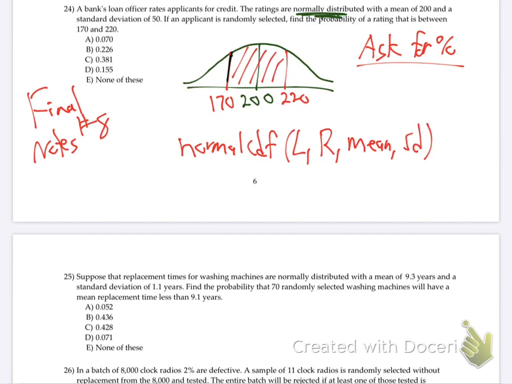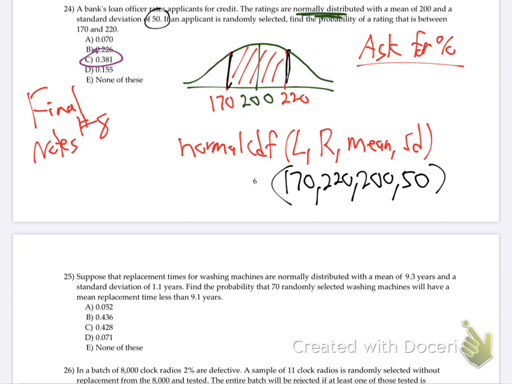Okay, so the left edge is the 170. The right edge is the 220. The mean is the 200, and the standard deviation is 50, they said. So there we go. Type it in. What's the answer on that one? 0.381. Good?